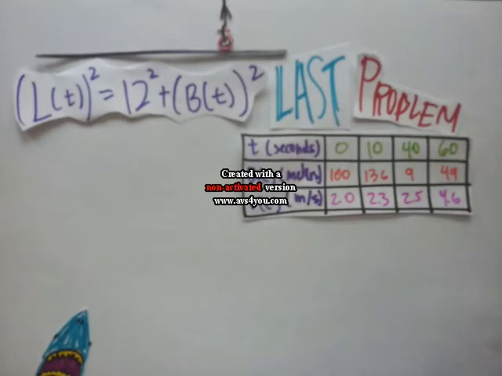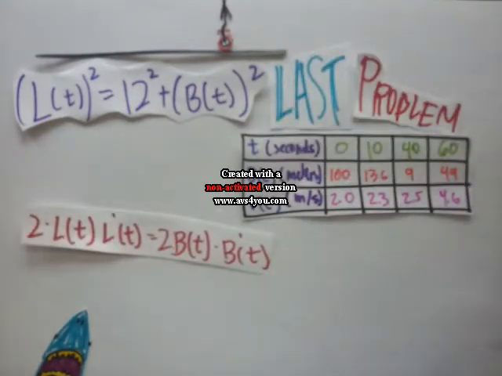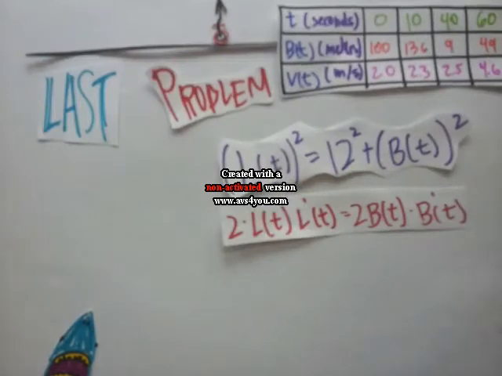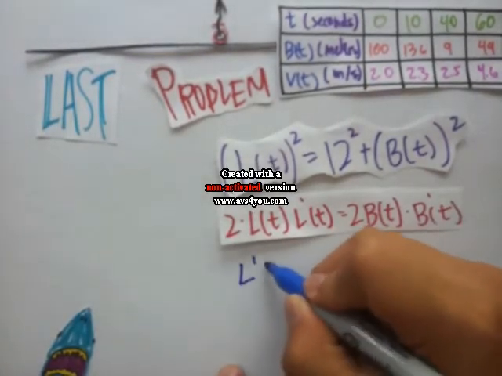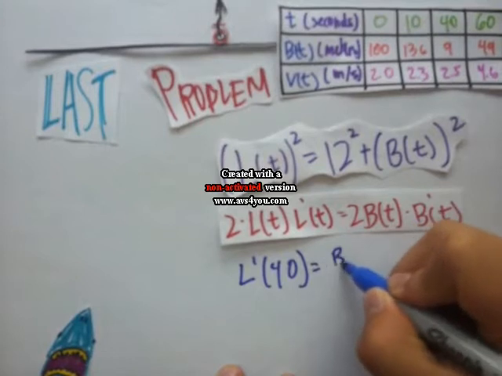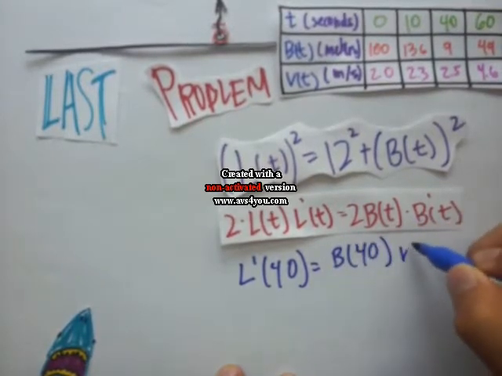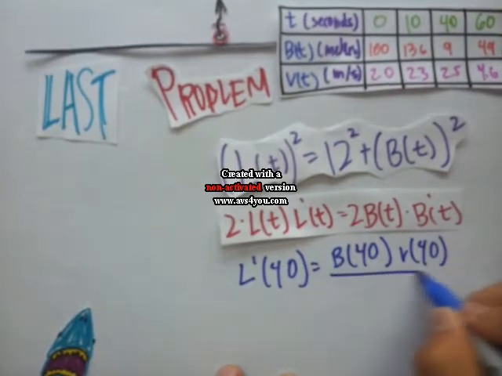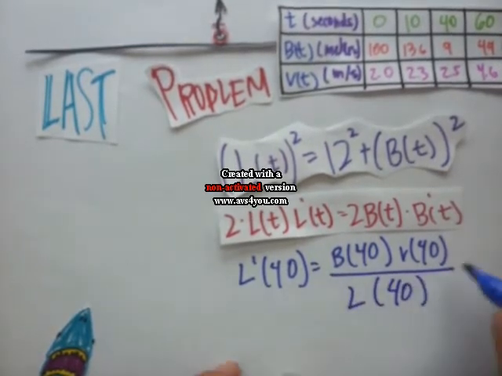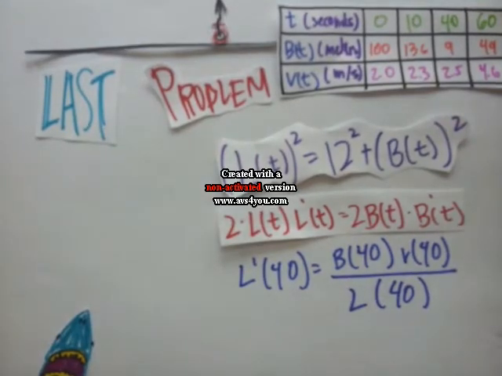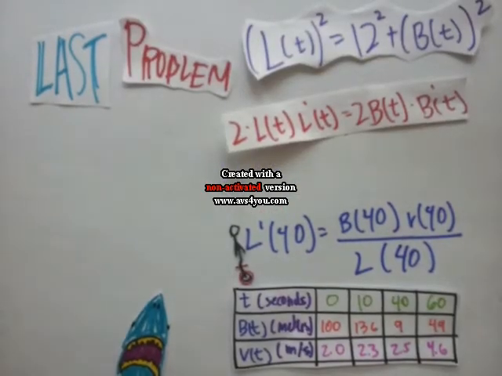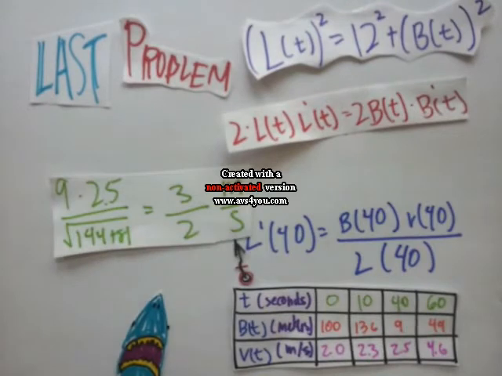The first step to solving this problem would be to take the derivative of this formula. Don't forget chain rule. Then, the next step is to isolate the derivative of function L. After that, substitute the variables, and then you'll have your answer. After a little bit of computing, you get 3/2 meters per second.